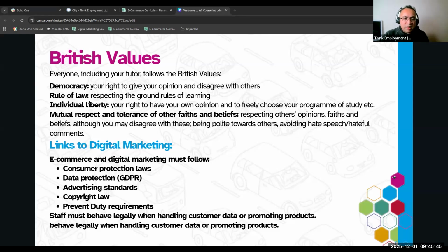And this is what British Values kind of covers as well: democracy, rule of law, individual liberty, mutual respect. And we're applying some of this here as well. We're respecting each other's opinions. Everybody's free to have their own opinion. There are some ground rules that we've set for learning, and this is important to understand.